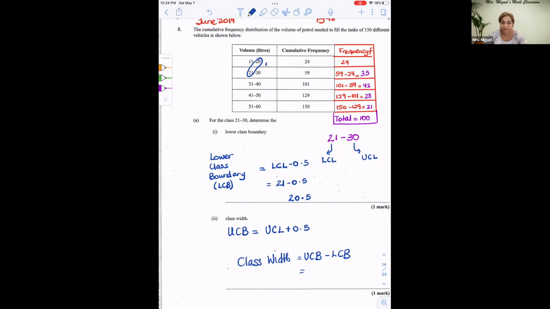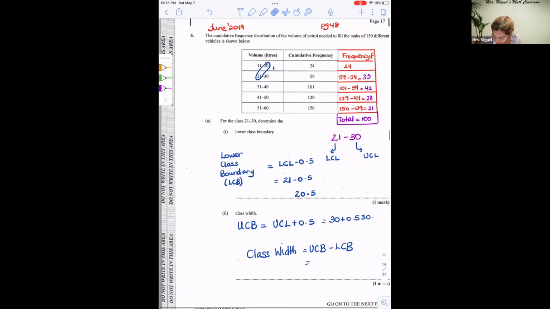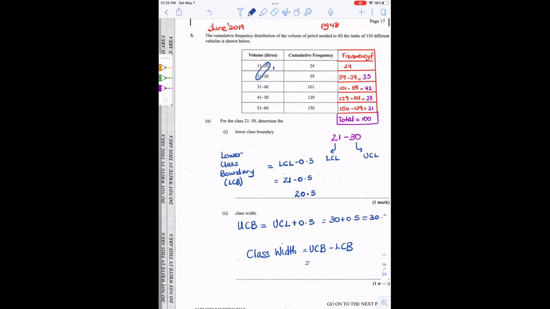All right, so we are supposed to have 30 plus 0.5, 30.5. Did you all get that? Yes, miss. And the class width, 30.5 minus 20.5, the class width is 10. Did you all get 10 for the class width?